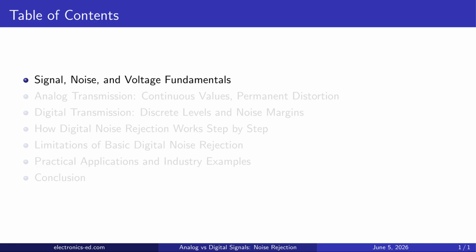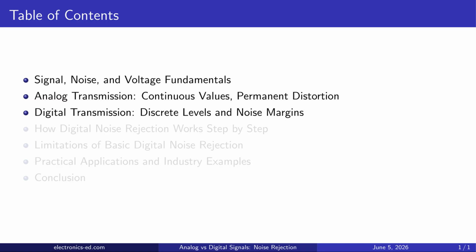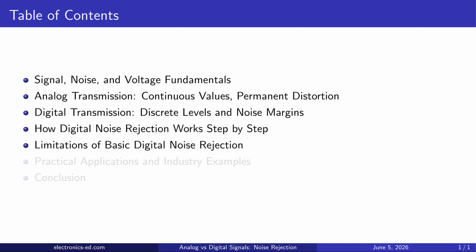First, we'll go over the fundamentals of signal, noise, and voltage. Then we'll look at analog transmission, which uses continuous values and leads to permanent distortion. After that, digital transmission, focusing on discrete levels and noise margins. We'll walk through a step-by-step explanation of how digital noise rejection actually works. Next, we discuss the limitations of basic digital noise rejection. Then we'll look at practical applications and real-world industry examples. And finally, we'll wrap up with a conclusion.